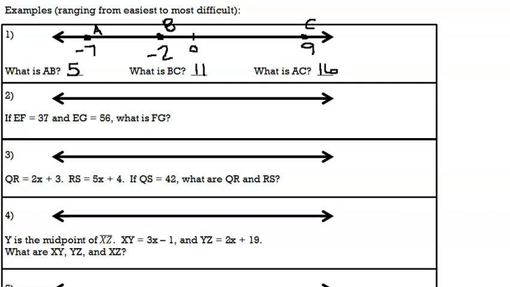Okay. Now these examples, it says they're ranging from easiest to most difficult. So let's step it up here. Let's do a little bit better here. So we got E.